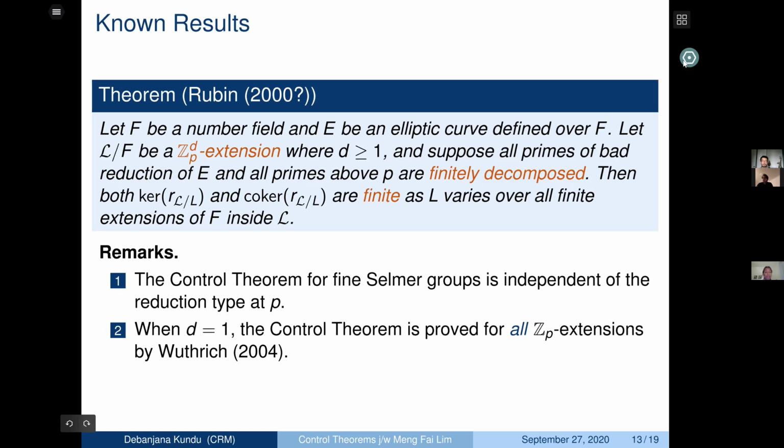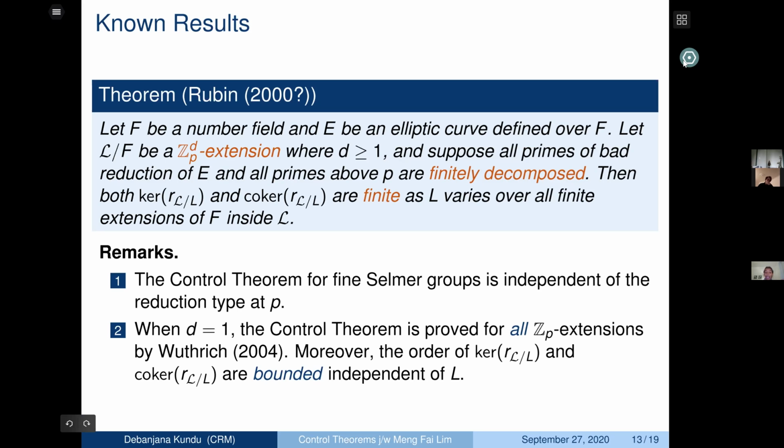And in 2004, Wuthrich, in his PhD thesis, was able to show that for Z_p extensions, that is when d is precisely equal to 1, the kernel and the cokernel of the restriction map are finite and bounded for all Z_p extensions. So for all Z_p extensions you have a statement just like Mazur's control theorem, but even stronger because you do not have any restriction on the primes above p being good ordinary.